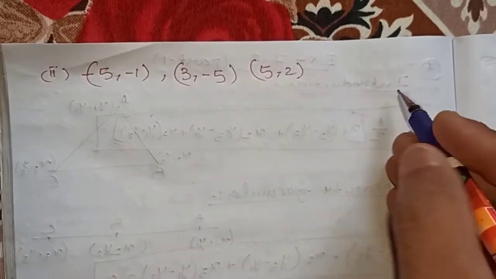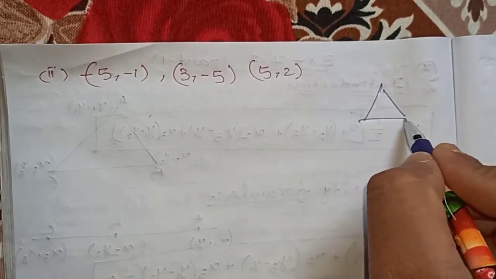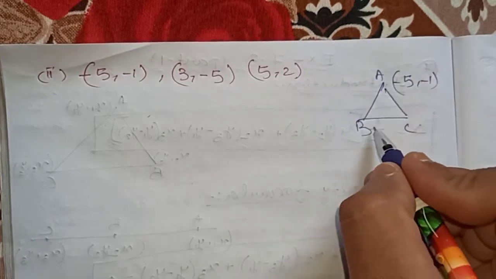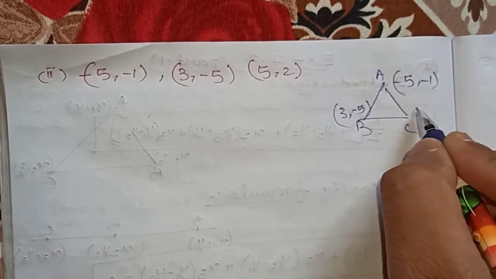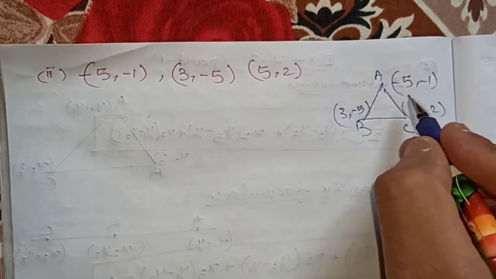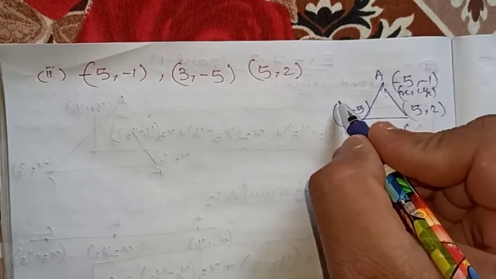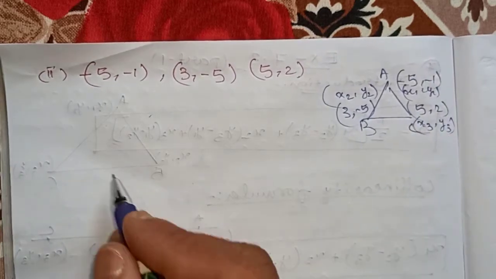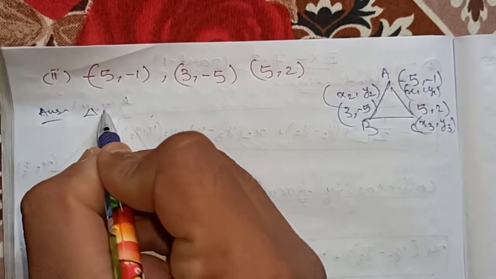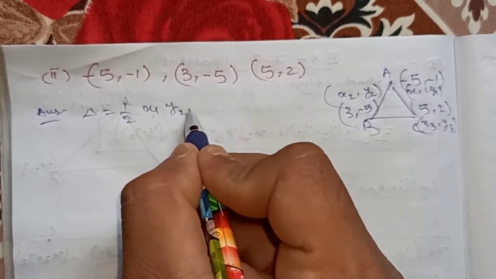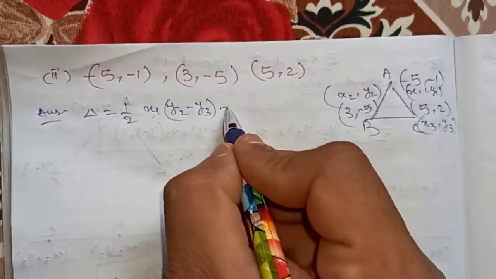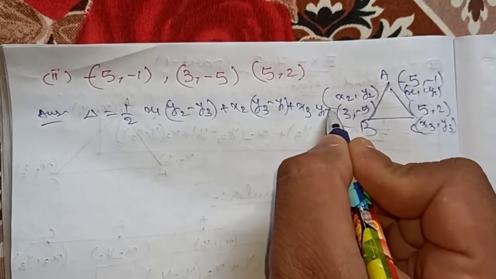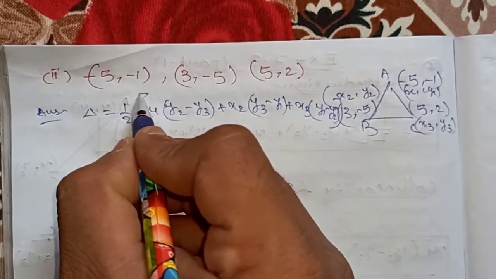Next, in the second part, vertices are given. Suppose this is a triangle ABC. Vertices are (minus 5, minus 1), (3, minus 5), (5, 2). Suppose these are the three vertices. This is x1 y1, this is x2 y2, and this is x3 y3. Now we'll use the formula, area of triangle is half into x1 (y2 minus y3) plus x2 (y3 minus y1) plus x3 (y1 minus y2). This is the area formula.